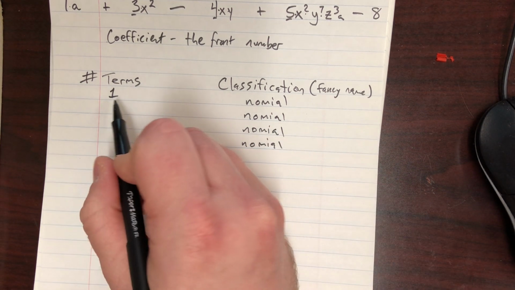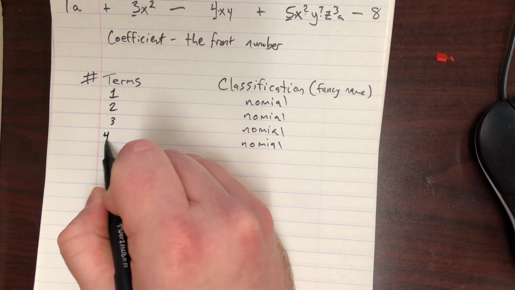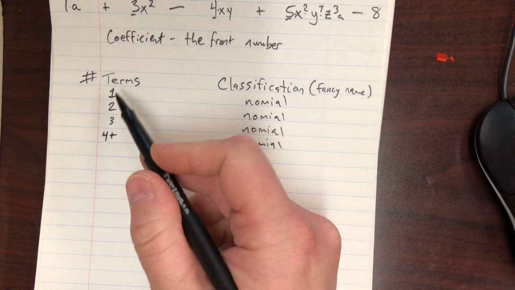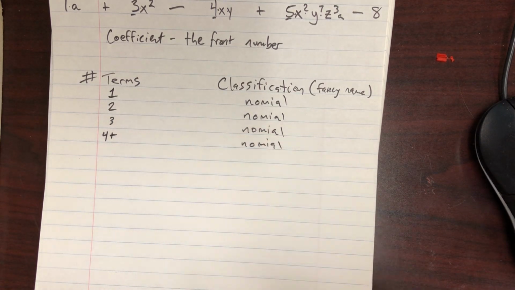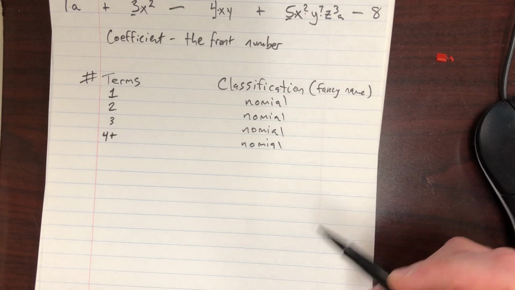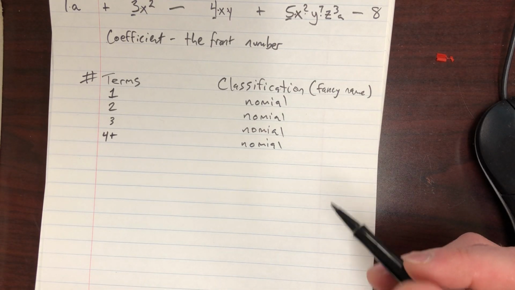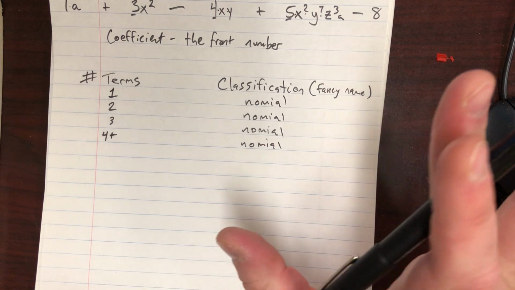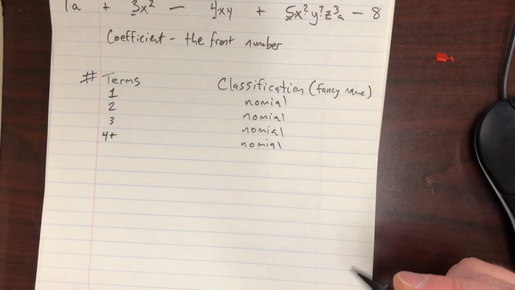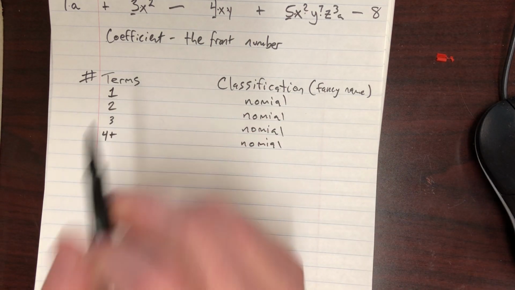And we're going to go up to 1 term, 2 term, 3 term, and 4 plus. These are like the 4 main classifications that you see of polynomials. So the first one, 1.